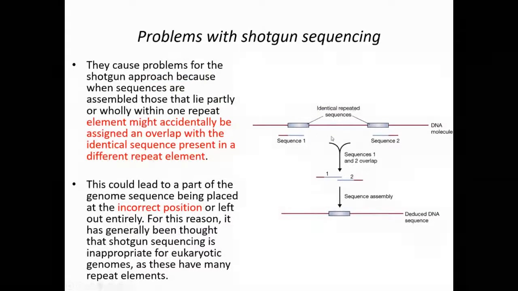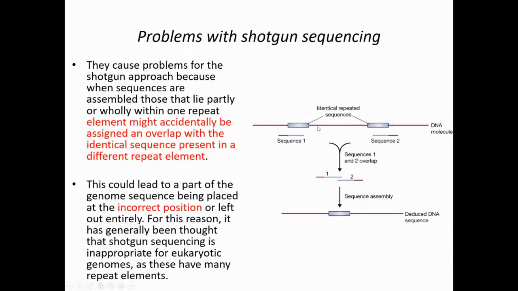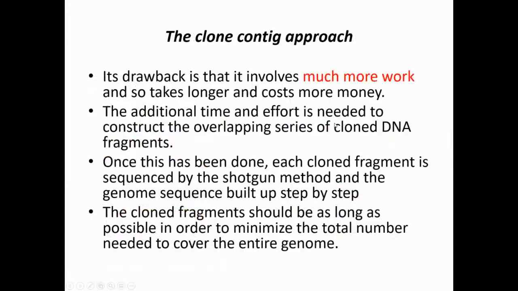And this, as we just discussed, gives you an incorrect position, because if they are repeat sequences, sequence 1 and sequence 2, since they overlap, you can mistakenly put these two together and just miss the sequence here, all right?